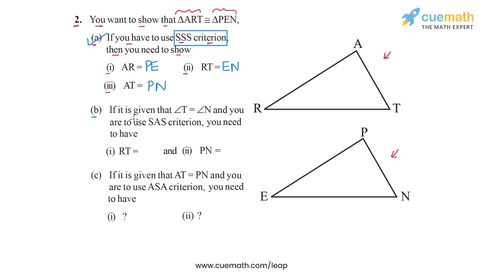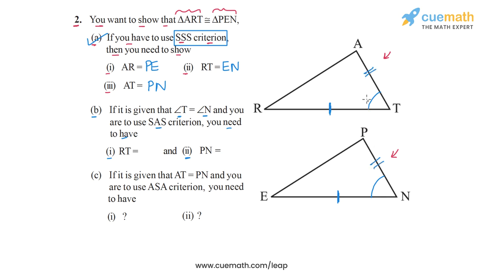In part B it says if it is given that angle T is equal to angle N and you are to use SAS criterion, you need to have RT equal to what and PN equal to what. So angle T is equal to angle N, and if we have to use the SAS criterion, then the SAS criterion says that two sides and the included angle of one triangle must be equal to the corresponding two sides and the included angle of the second triangle. So we must have RT equal to EN and PN equal to AT.